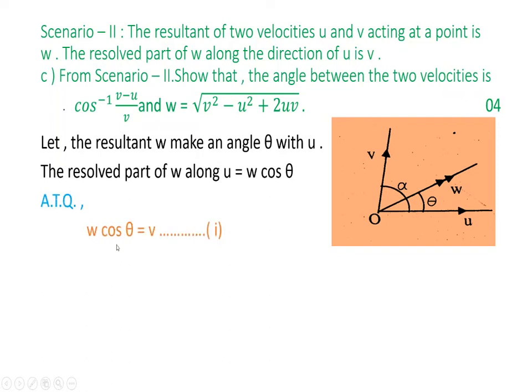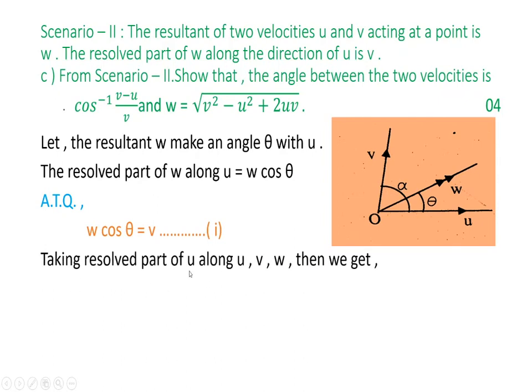According to the question, w cos theta equals v, because it is given that the resolved part of w along the direction of u is v. Taking the resolved part of w along u, v, w, we get u cos 0 degree plus v cos alpha equal to w cos theta. Here u makes an angle 0 degree with u, v makes an angle alpha with u, and w makes an angle theta with u. So from this, cos 0 degree equals 1, v cos alpha remains unchanged, and w cos theta equals v by using equation 1.